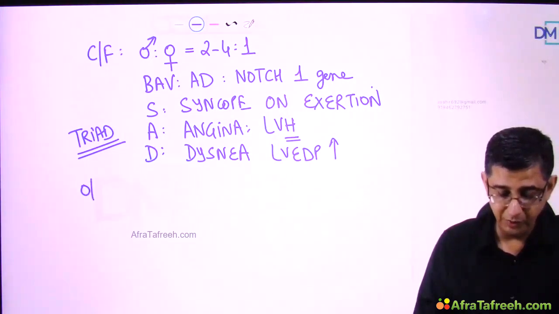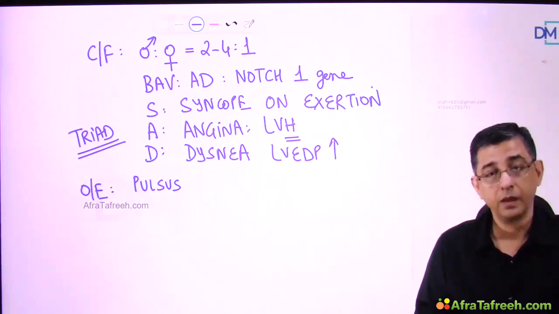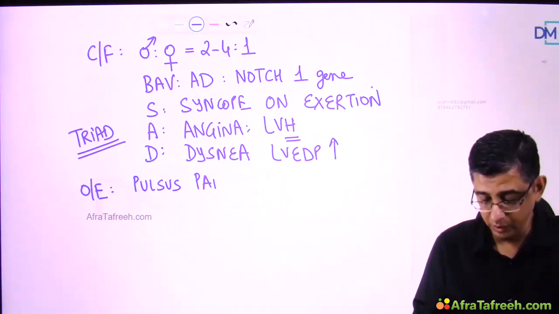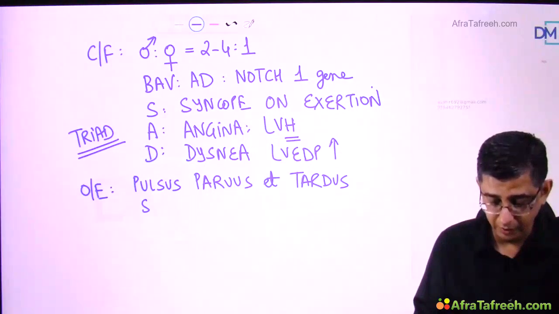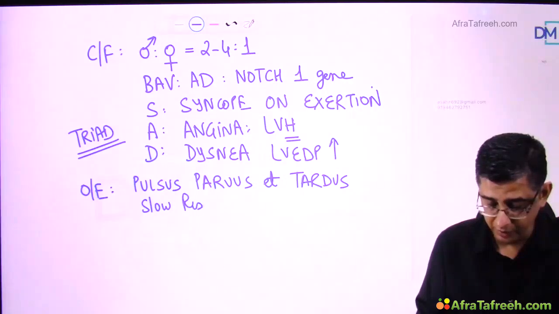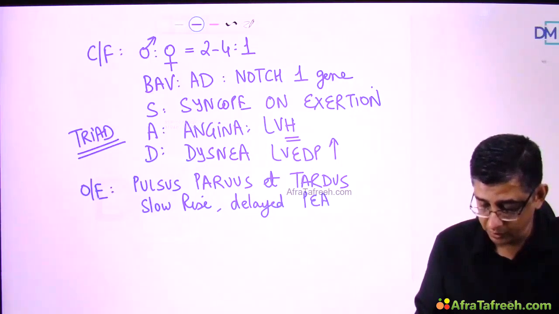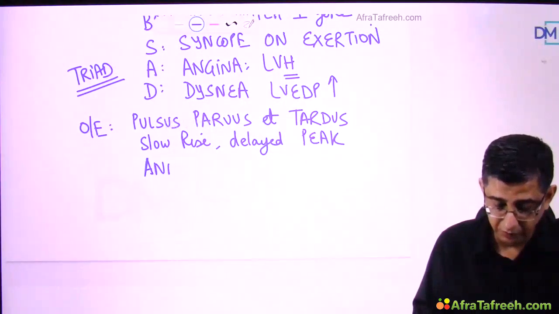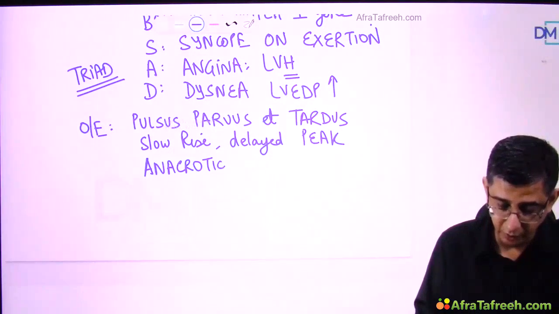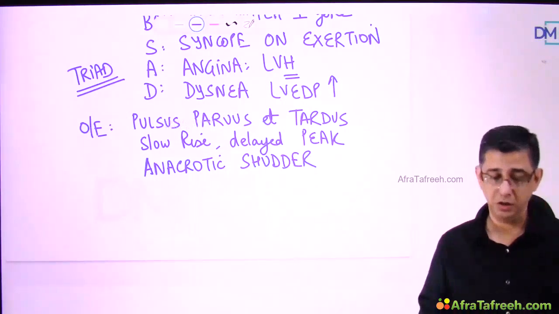Now, when you examine this patient, the pulse will be relatively slow rising. The term used to describe the slow rising pulse is pulsus parvus et tardus. It can be written vice versa also, tardus et parvus. The basic point is that it is a slow rising pulse with a delayed peak. This is because there is a fixed obstruction present in the heart of the patient, but the ejection velocity of the heart is definitely increased. So you will read another terminology, anacrotic shudder. The meaning of anacrotic shudder is increase in ejection velocity.